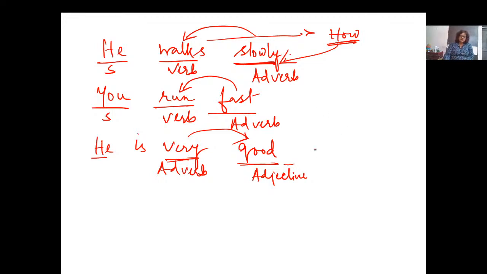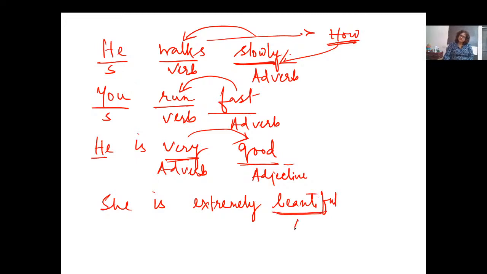Again, if I write, she is extremely beautiful. How is she? She is beautiful. Beautiful here is an adjective. How beautiful is she? She is extremely beautiful. Extremely is an adverb because it qualifies the word beautiful. She is beautiful is a complete meaningful sentence, but if I want to give another degree, how beautiful is she, we can write she is extremely beautiful, she is very beautiful. So these words are called adverbs.